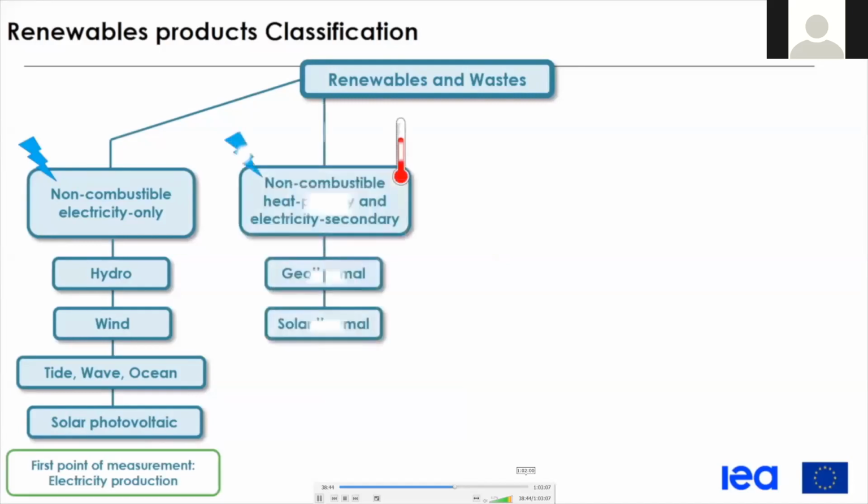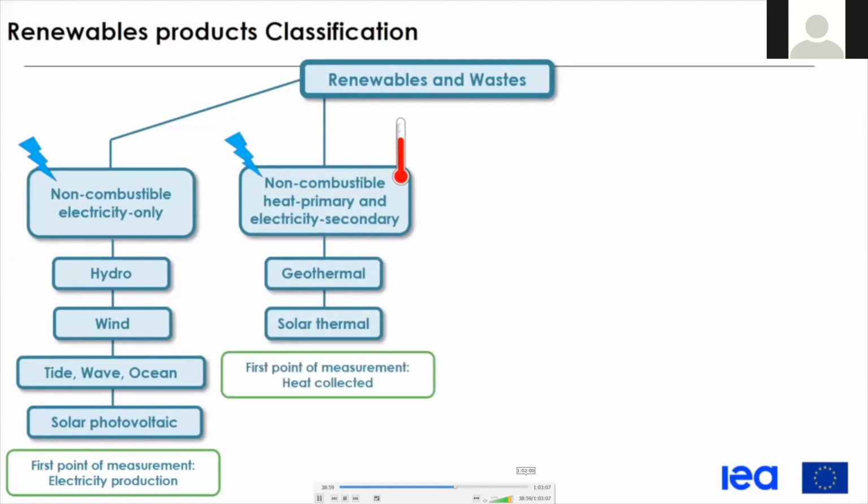The second part will be the renewable energy which can produce both heat and electricity, which has a primary energy form of heat. This is composed of geothermal and solar thermal. And in that case, the first point of measurement would be the heat created by the geothermal plant or the solar thermal panel. And then from this, we will see the electricity generated.